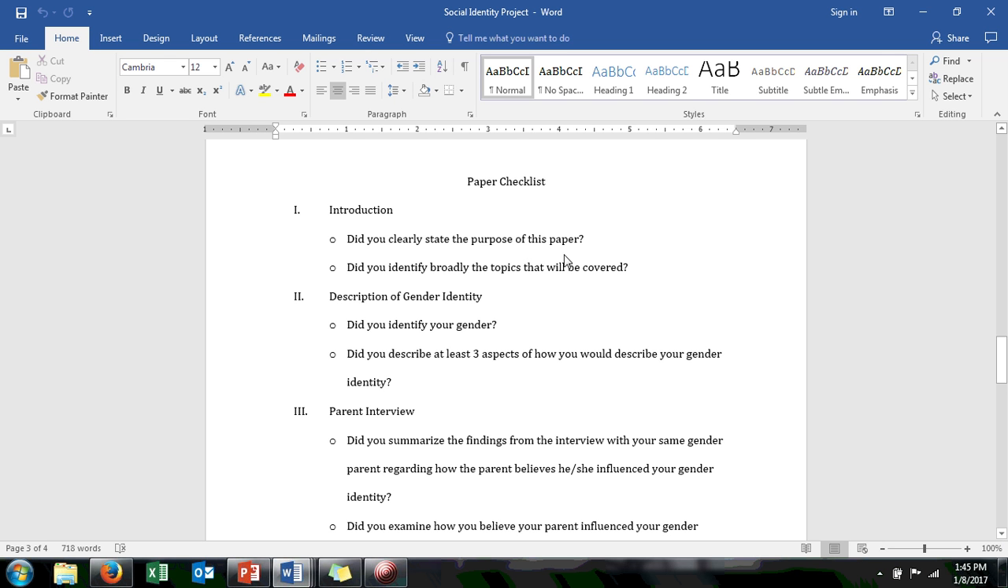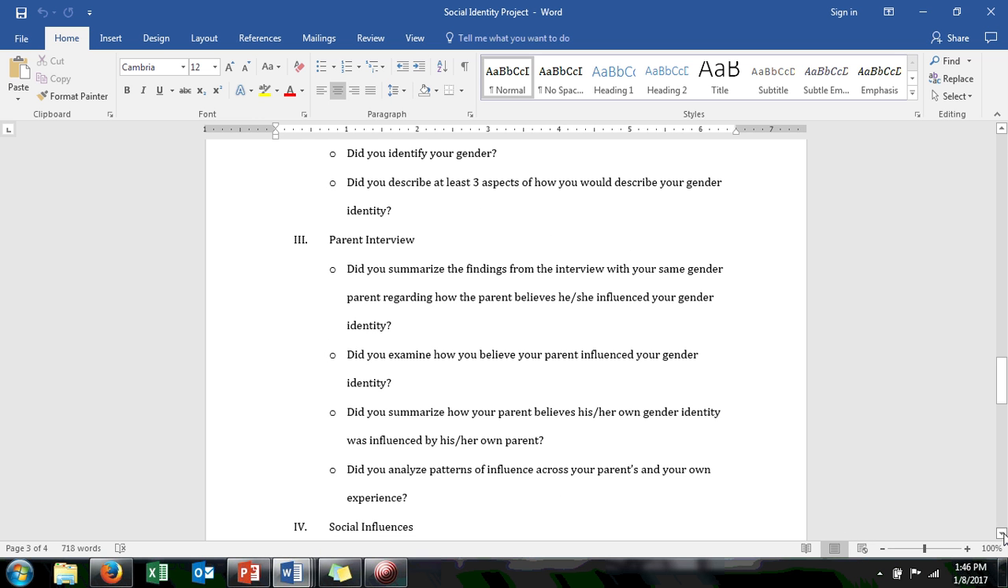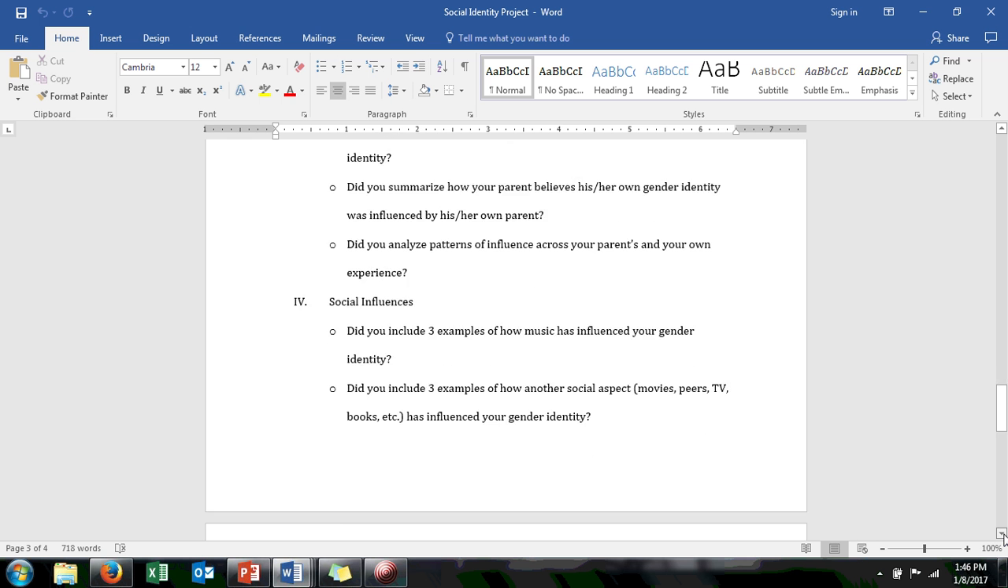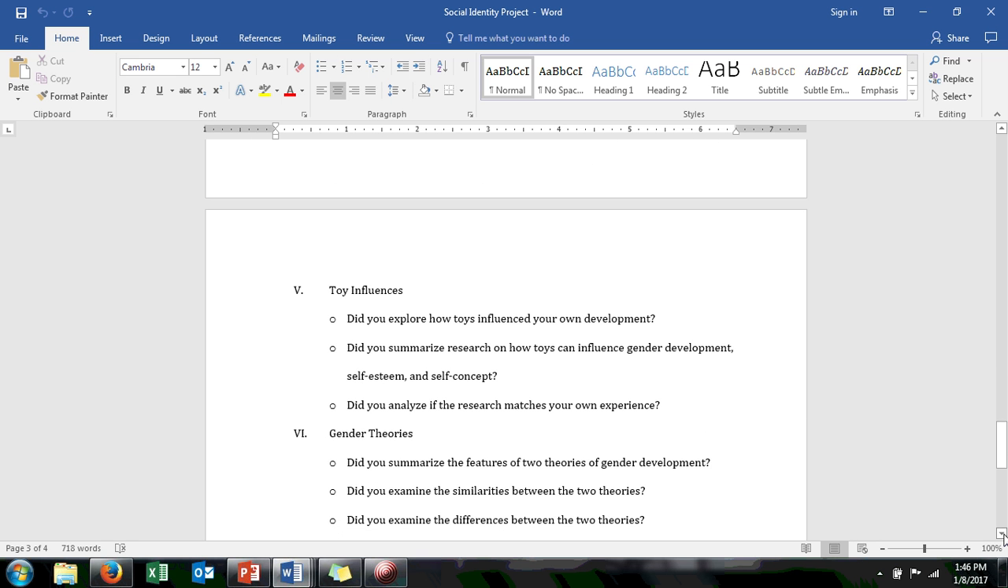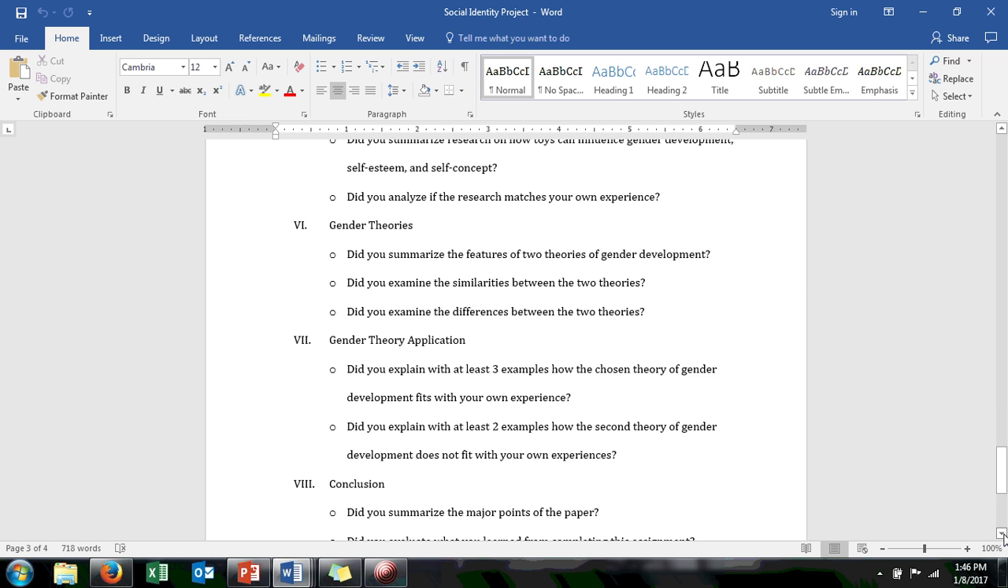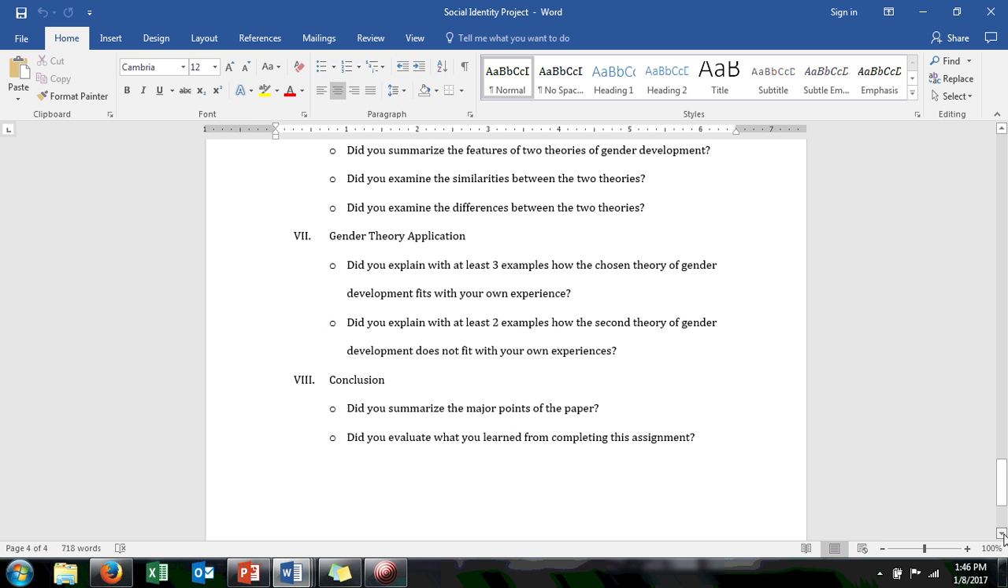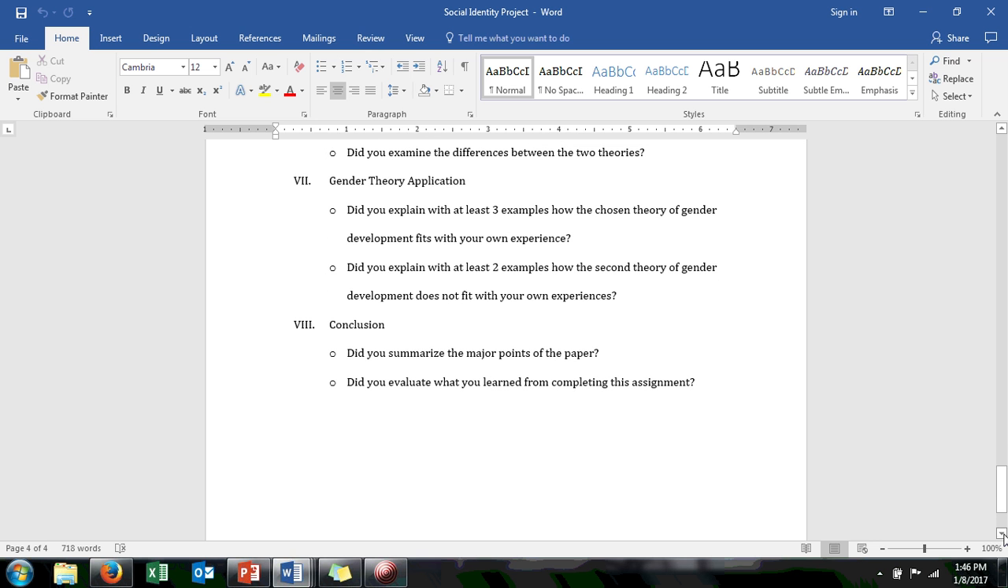So your introduction paragraph talking about the purpose and discussing the topic broadly. And then your second paragraph should be about your own gender identity. The third paragraph about your parent interview. And again, it could be multiple paragraphs for this section since there's a lot of information. All the questions you should answer for that. Then your social influences, toy influences, gender theories overall, gender theory application, and finally a conclusion paragraph.